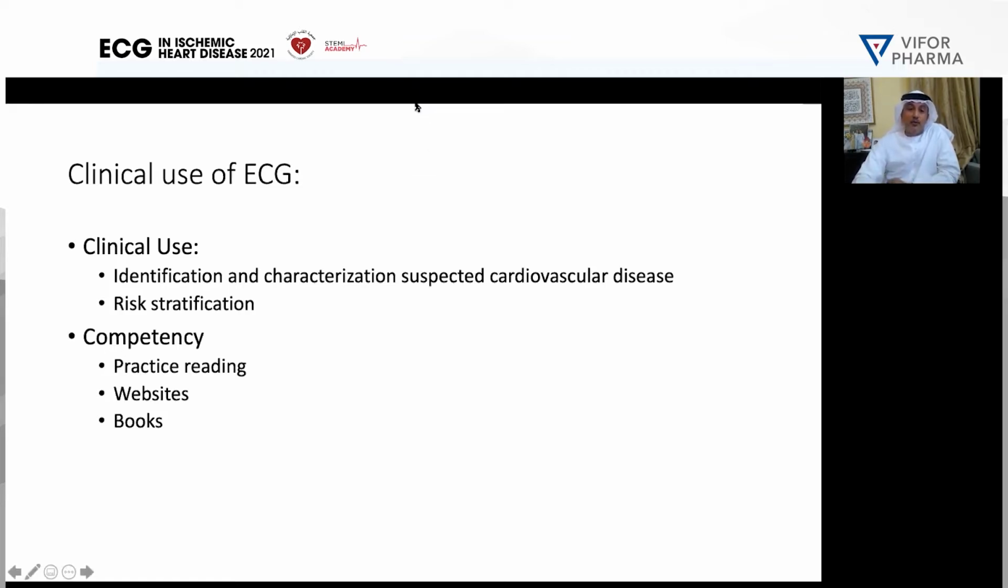So the clinical use of ECG, and that's part of our objectives here, is to identify and characterize suspected cardiovascular disease. Risk stratification is important. Anterior MI is higher risk than inferior. Anterior or inferior with arrhythmias, or with RV infarction or posterior infarction. All of those are very helpful to risk stratify your patient and to decide how urgent and how aggressive you should be in watching and monitoring these patients, because they may get worse over a very short period of time.